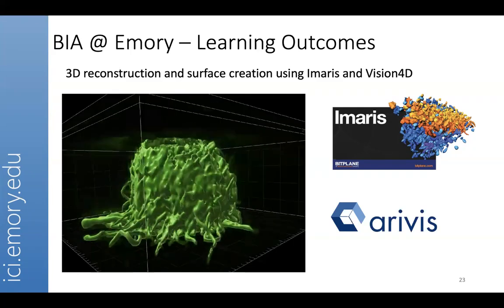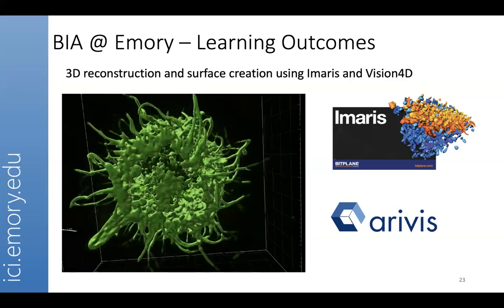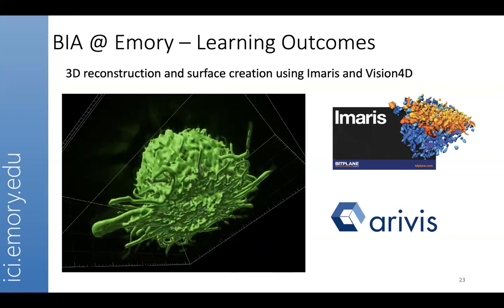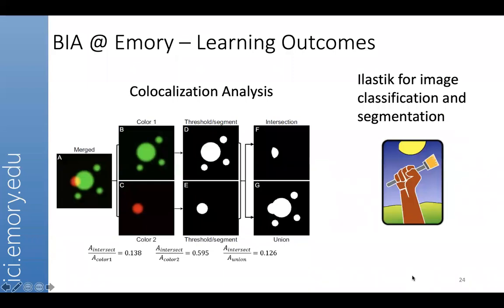So once again, I want to reemphasize Imaris and Arivis. We have licenses for both of them, and they're extremely powerful for 3D reconstruction, 3D image analysis, and so on. Apart from that, we will also be learning something called colocalization, which is a big topic. So Stoyan will be spending one workshop simply on colocalization analysis. And we will end the workshop with image classification and segmentation, right?